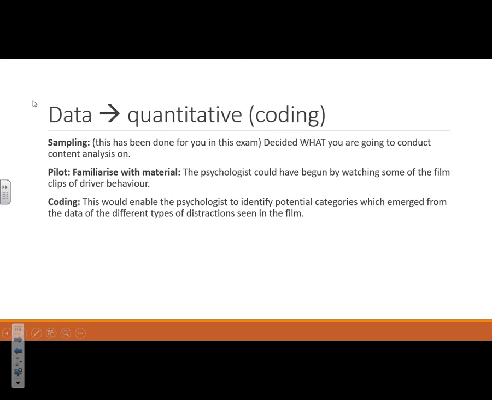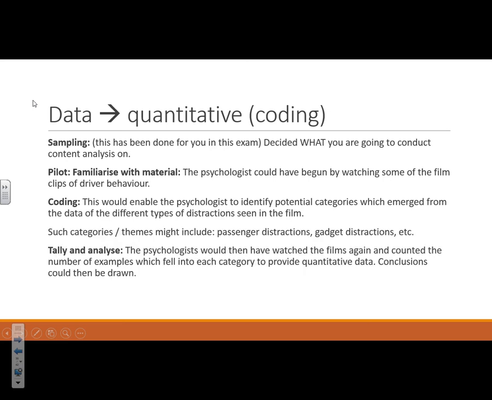And then coding. So from here, you would develop codes. So this isn't like behavioural categories. They are essentially exactly the same thing. However, for content analysis, you would call them coding. So potential categories that would emerge. And then tally and analyse that information. So you sample the information, you look at it, then you familiarise yourself with it, then you develop codes, which you then tally, and then you conduct analysis on those codes. Please look at this carefully and consider what you've missed.